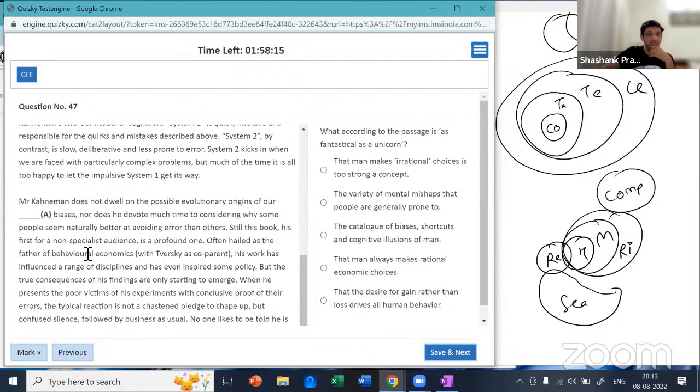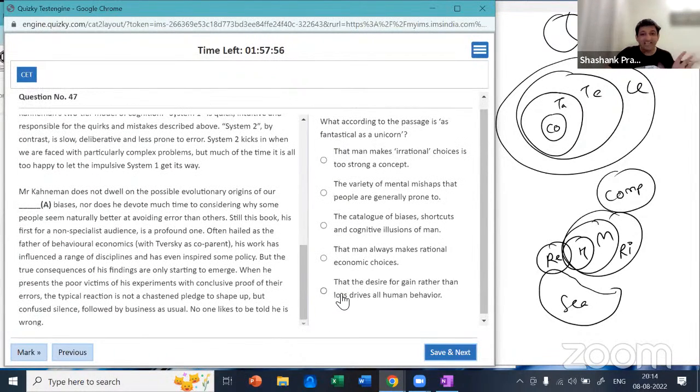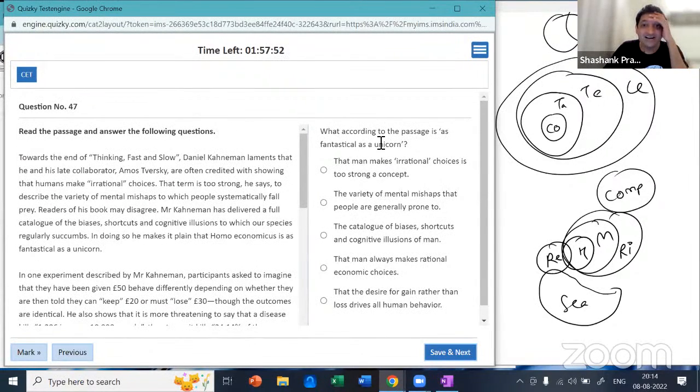First, for a non-specialist audience, profound one. Father of behavioral economics. Range of disciplines, inspired some policy, true consequences starting to emerge. Poor victims with conclusive proof of their errors, typically not confused. Silence. No one likes to be told he is wrong. Okay, people don't take feedback well, even I don't, but anyway, is as fantastical as a unicorn. Okay, irrational choices is too strong a concept.